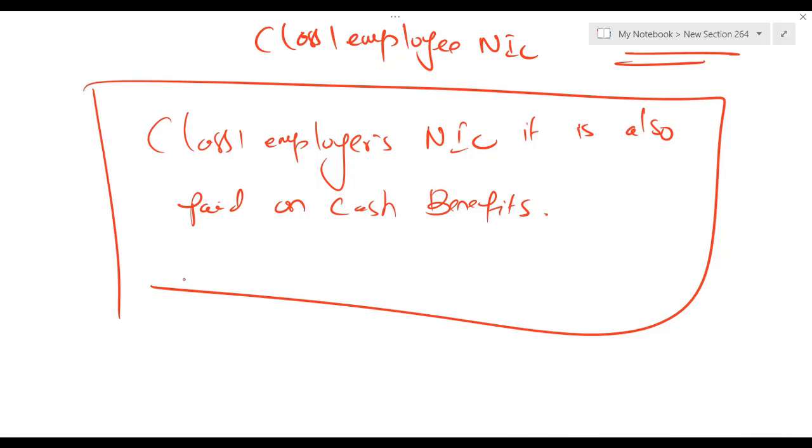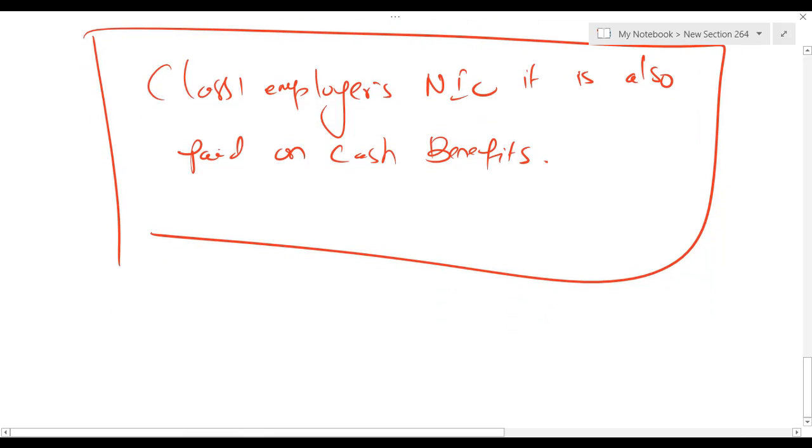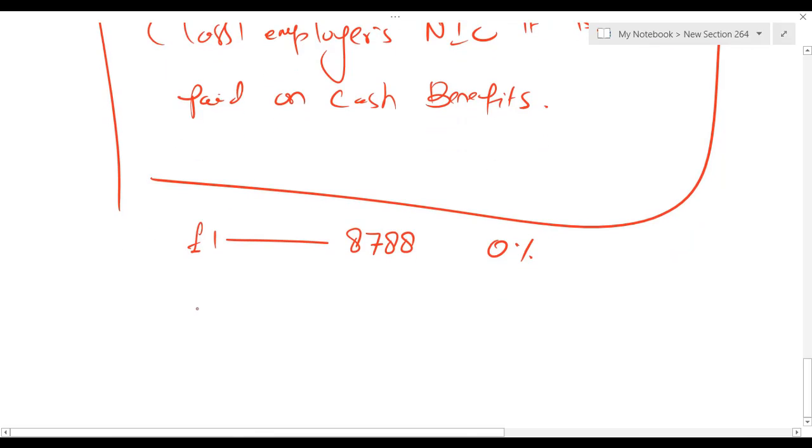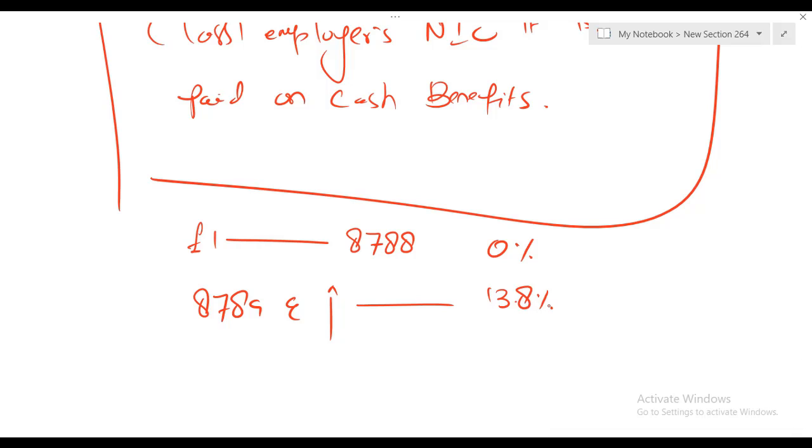Now the next question is, what are the rates for class 1 employer NIC? Rates are from £1 till 8788, it is 0%. From 8789 and above, the rate is 13.8%. Repeat. Class 1 employer NIC: from £1 till 8788, the rate is 0%, and from 8789 and above, the rate is 13.8%.